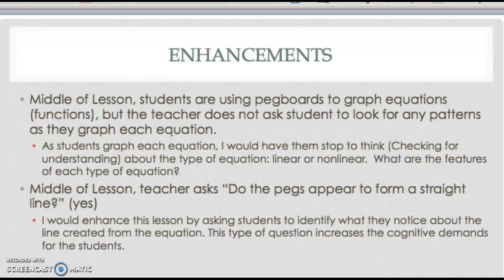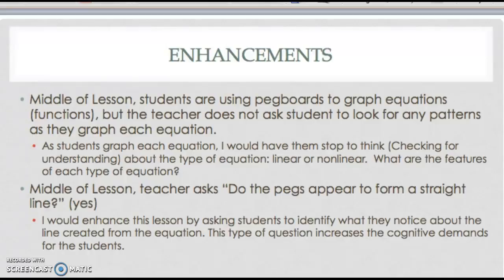It's a straight line. If it's nonlinear, is it a line? Is it a curve? What is happening? And not directly tell students that this is a linear equation. Have them start to come up with that conclusion themselves.